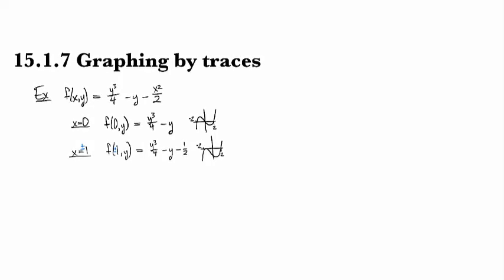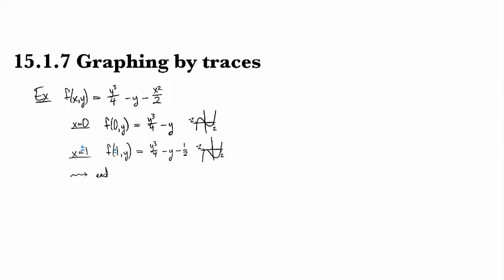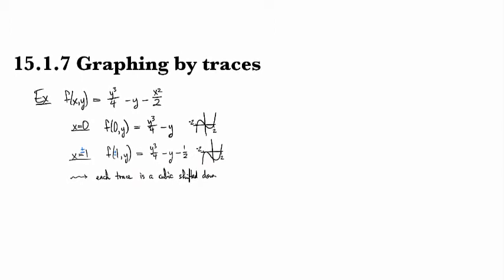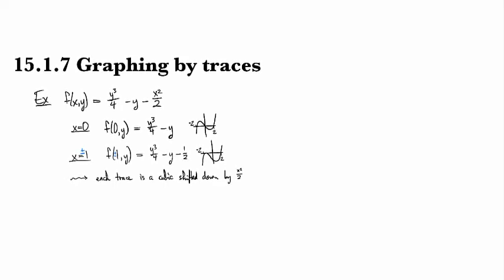So the idea is that I can make the observation that each of these traces with a fixed value of x is a cubic shifted down by x squared over 2. So that's enough to tell me some idea of what's going on.